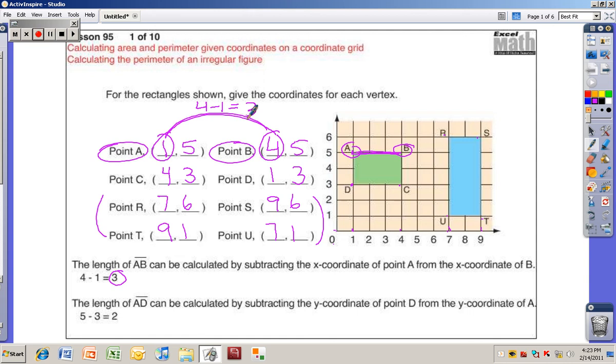The length of AD can be calculated by subtracting the y-coordinate of point D from the y-coordinate of point A. So AD is right here. How do you find out how long that is? You can take A, here's A again, and D, here's D. Look at the y's. The y's are different. 5 and 3. 5 minus 3 is 2. And we see that's how long that is. You guys have been doing these kind of problems where you figure out the length of line segments before this lesson. So that shouldn't be too hard for you. All right, let's keep moving on.